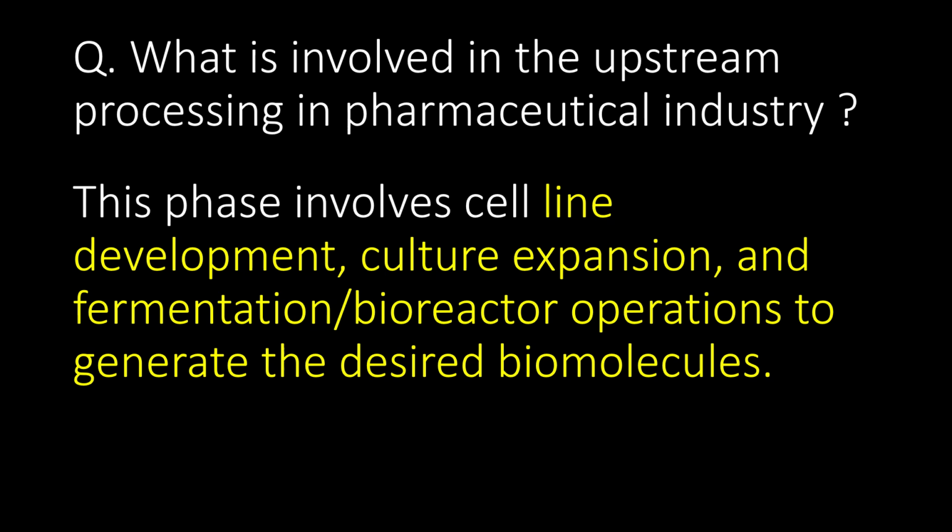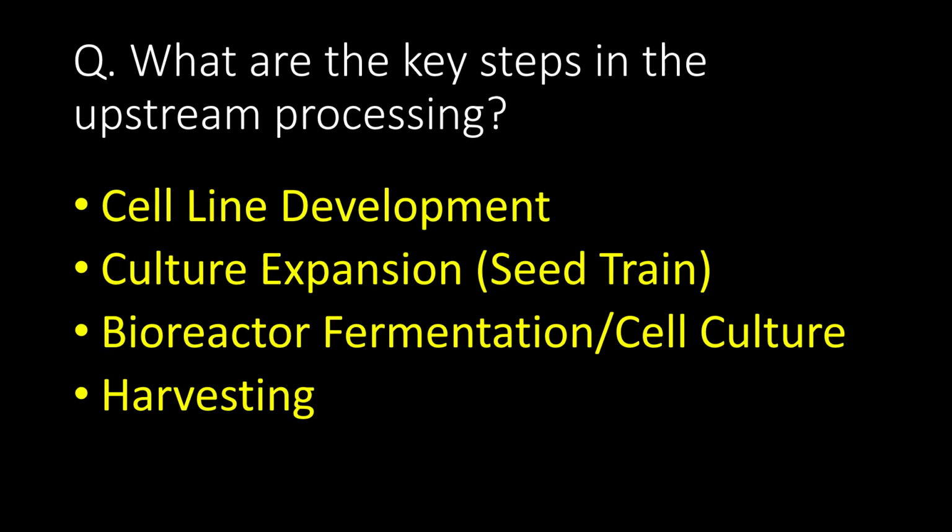What is involved in the upstream processing in pharmaceutical industry? Upstream processing in pharma industry involves cell line development, culture expansion, and fermentation or bioreactor operations to generate the desired biomolecules.